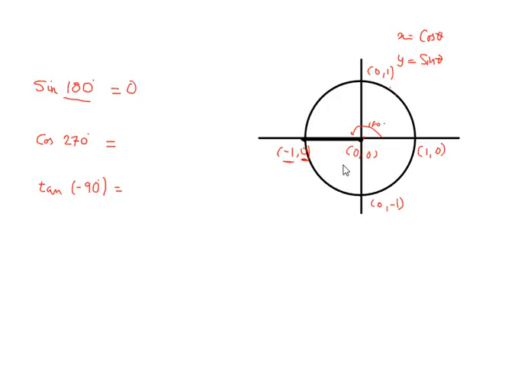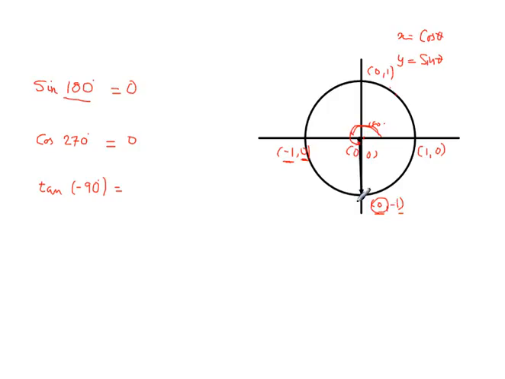Cos 270. When you're looking at cos 270, this angle is now rotated till 270 degrees. So the angle from here to here is 270. Again, this is cos, this is sine. So you want cos. So cos 270 would be 0.